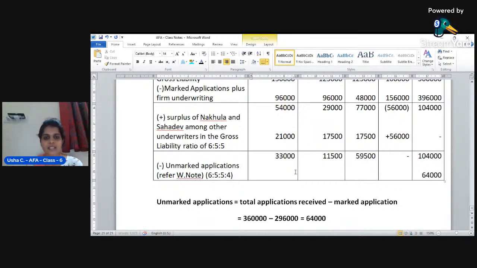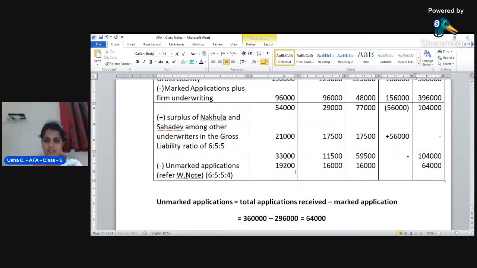64,000 into 6 divided by 20 is 19,200. Then 64,000 into 5 divided by 20 is 16,000, and then again 16,000.